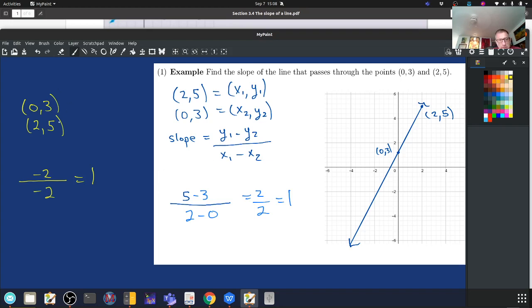All you have to remember is that the y values go in the numerator and the x values go in the denominator. By that, I mean the difference of the y values, numerator, the difference of the x values, denominator. So let's do another one.